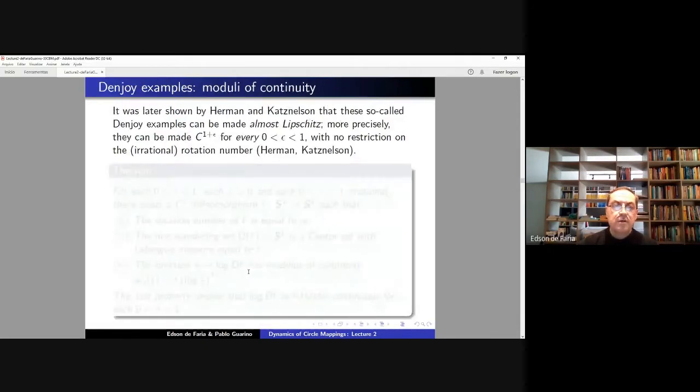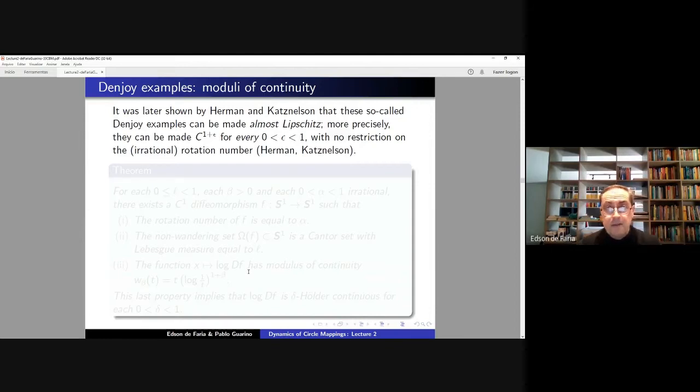Later, this was sharpened by other authors like Herman and Katznelson in the 70s. And in particular, they showed that you can build these examples in such a way that they are almost Lipschitz, okay? They can be made C1 plus epsilon for every epsilon between 0 and 1, and without any restriction on the rotation number, okay?